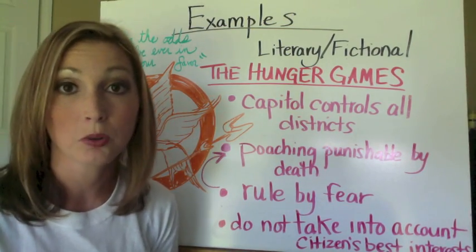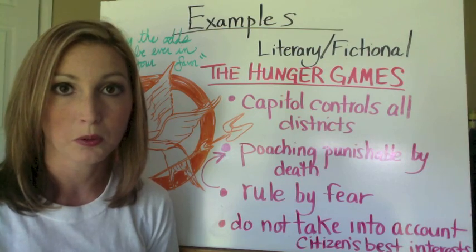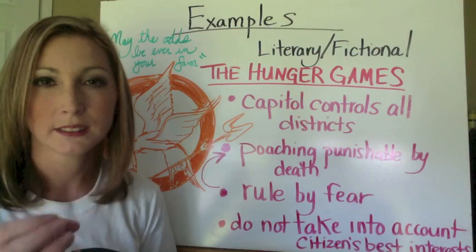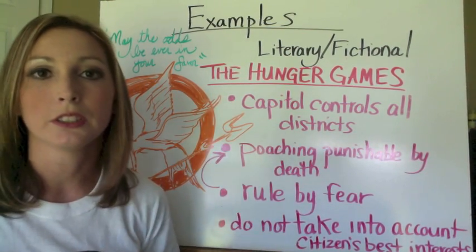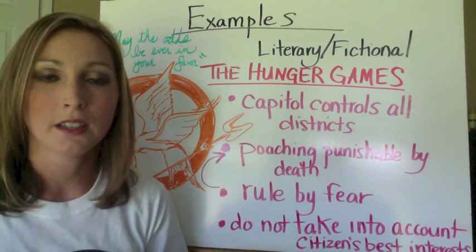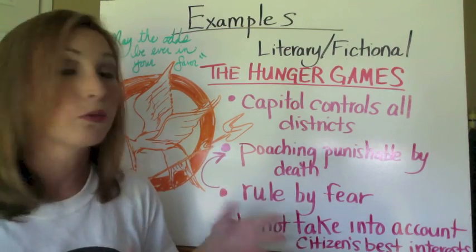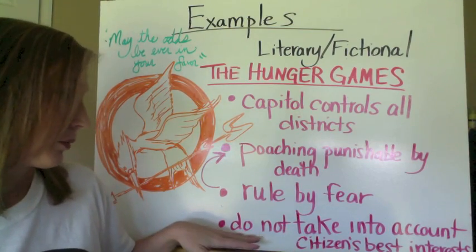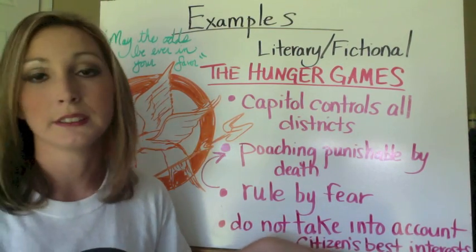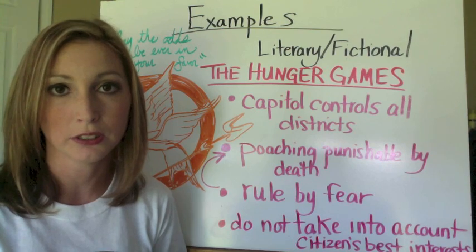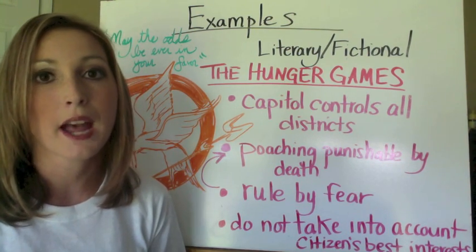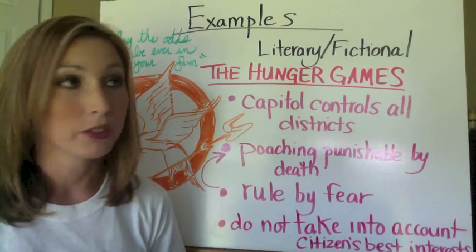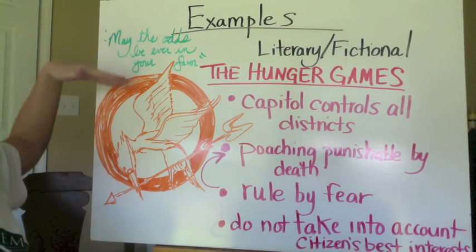Now we know the actual Hunger Games would be an example of how they rule by fear. They are giving a small smidgen of hope to the other districts that they could advance and basically do something good for their district, that the Capitol will look on them favorably. And like I said before, they do not take into account the citizens' best interest. We know that certain districts are famished and starving, while the Capitol is rich and affluent, and they're doing quite well economically. May the odds be ever in your favor.